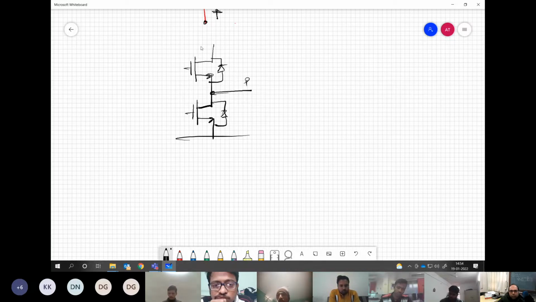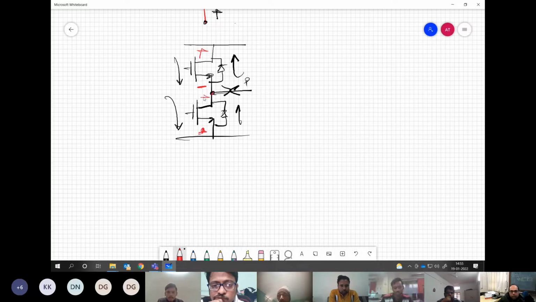What we see is that this combination can permit current flow in either direction, here as well, here as well, here as well. Both directions of current flow are permitted through this combination. And then the voltage blocking can be there like this, or it can be there like this. So with respect to this, we have to see. So it can block like this.